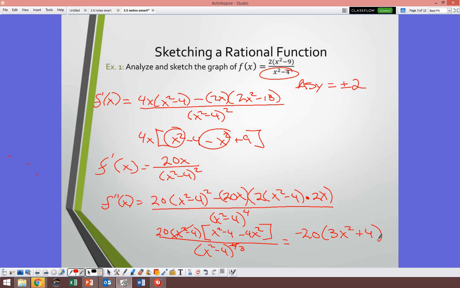And all this is over x squared minus 4 cubed.